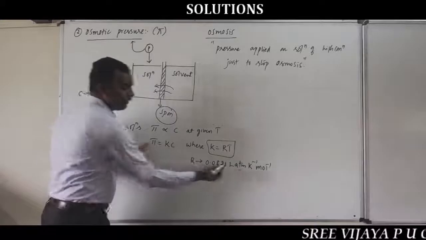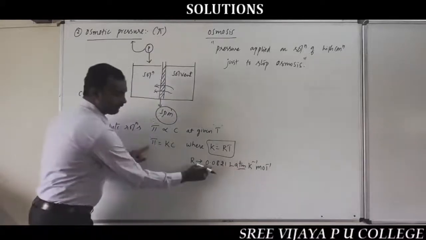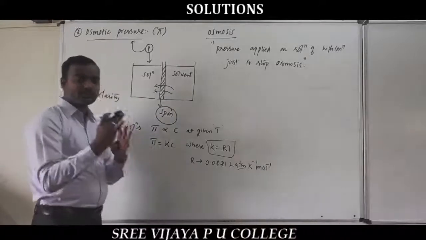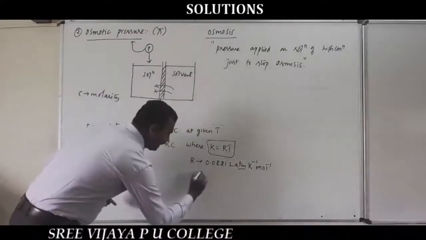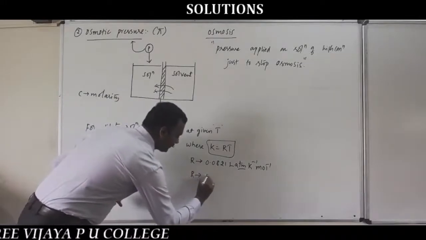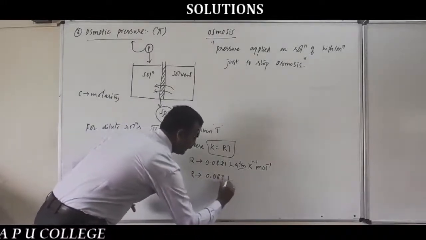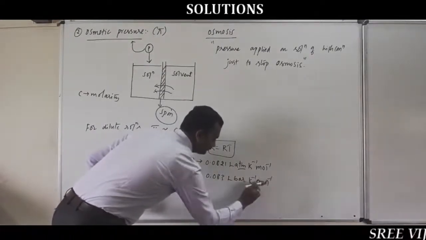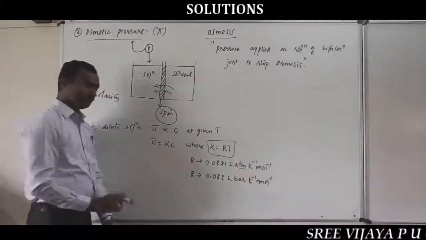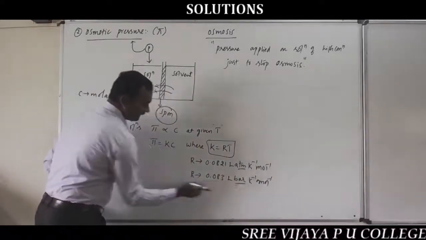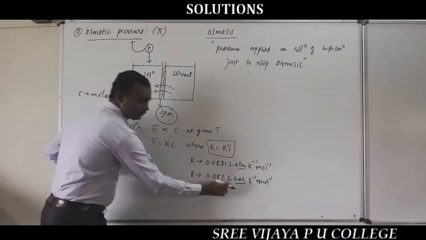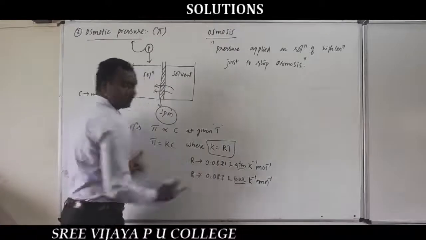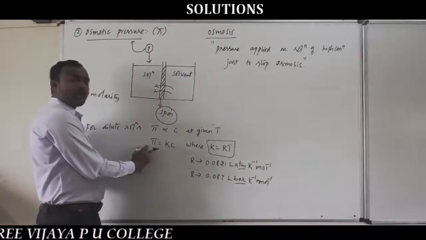Sometimes you have to use the R value for osmotic pressure in atmospheres. Sometimes they ask to calculate the osmotic pressure in bars. Bar is also a unit of pressure. In that case the R value is taken as 0.083 liter bar per Kelvin per mole. So look at which unit is asked. If the R value is given in bar in the problem, the osmotic pressure unit will be bar. If the R value is given in atmosphere, the pi value has to be given in atmosphere.